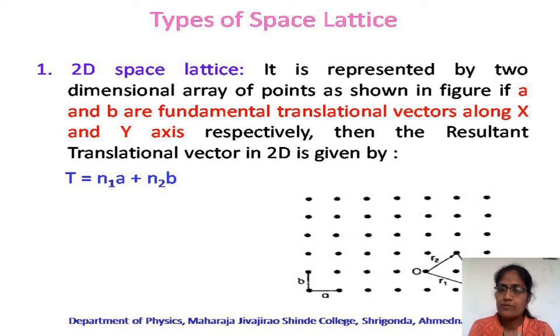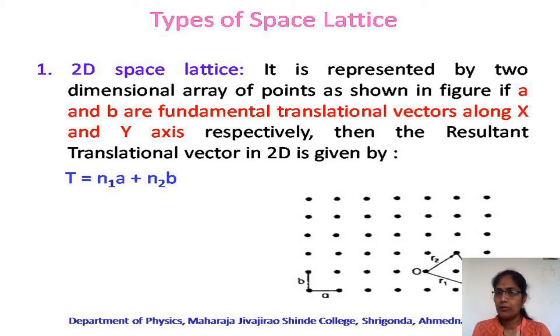So there are two types of space lattices, the two-dimensional space lattice and the three-dimensional space lattice. Suppose we consider only two axes, that is the x and y axes, then the whole crystal structure can be drawn with the repetition of a, the distance between two points along the x-axis, and b, the distance between two atoms or points along the y-axis. If we start to repeat this, the entire structure will be built up. And this diagram shows a resultant vector. So a translational vector in the case of a two-dimensional space lattice is given by n1 times A plus n2 times B.